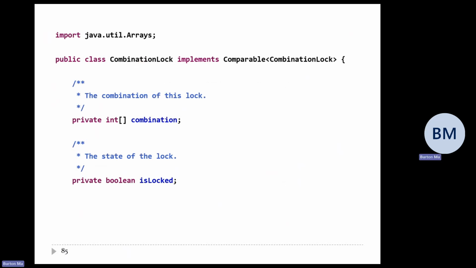All right, so we're going to have a combination lock class. Ignore the implements Comparable, that's not important here. What's important here is that you've got a field that's an array, and it's an array of primitive type. isLocked is true if the lock is locked, and false if the lock is unlocked.